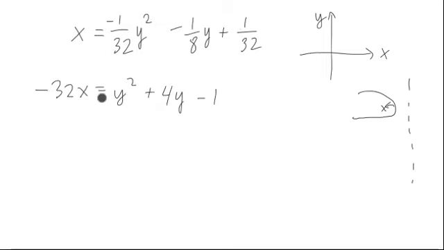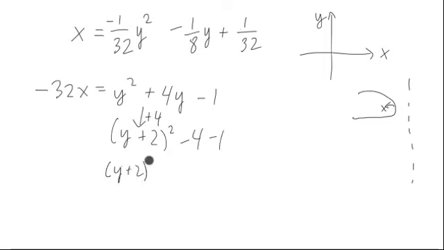Then from here, we can complete the square. y squared plus 4y, we replace with y plus 2 squared, but it's too much because we've added an extra 2 squared, which is 4, so we have to subtract it off. Minus 4 minus 1. So we end up getting y plus 2 quantity squared minus 5 is equal to negative 32x. This right here is the standard focus form for the parabola.